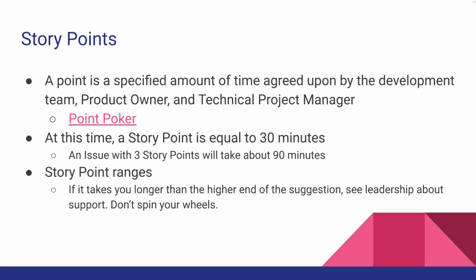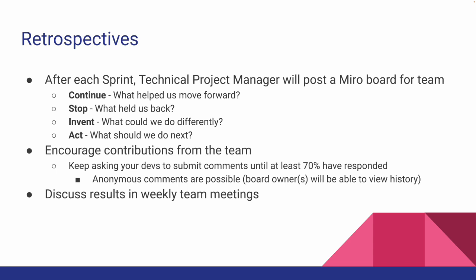And just a quick note about story point ranges. In the issue, there will be the amount of story points that are estimated for the issue. It'll say 2 to 3 or 3 to 5 story points. If you feel that your task is taking longer than the higher end of the estimation, please just see leadership about gaining some support. Please do not spin your wheels. We are all a team here. Nobody is alone.